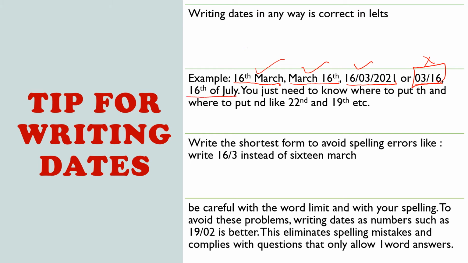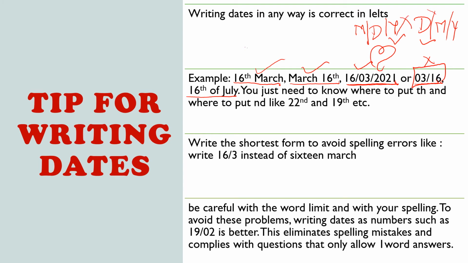16th of July is also correct, but this is the most preferred one because, again, there are no spelling errors. In American or British English, they write the month first, then the date, then the year, and in some places the date comes first, then the month, then the year. Whether you write this or this, both are correct in your IELTS, because IELTS is not about your writing format, it's about your language skills. So it doesn't matter whether you write month first or date first.